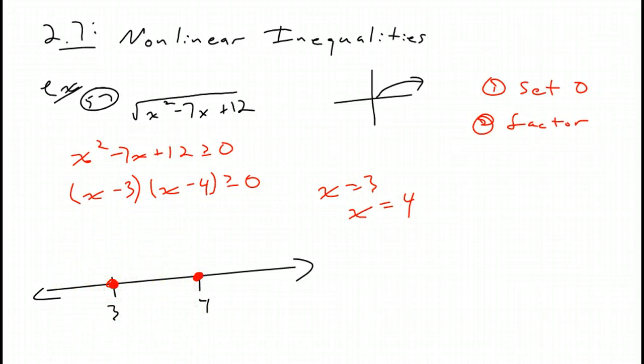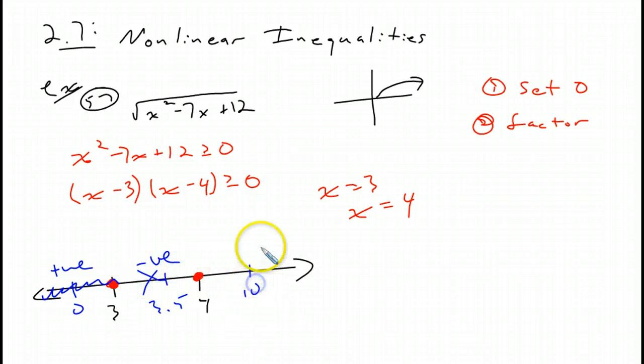So if I'm dealing with 3 and 4, to test those intervals, pick something less than 3. Say we choose 0. So if I plug in 0, negative 3 times negative 4 is a positive number. So there we are, good to go. Choose something between 3 and 4. Let's do 3.5. So this will be positive, this will be negative. Positive times negative is a negative. So no, that interval will not work.